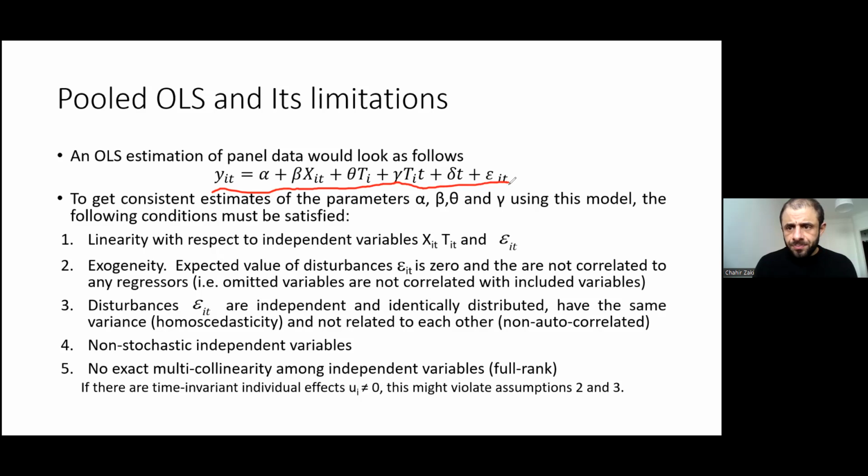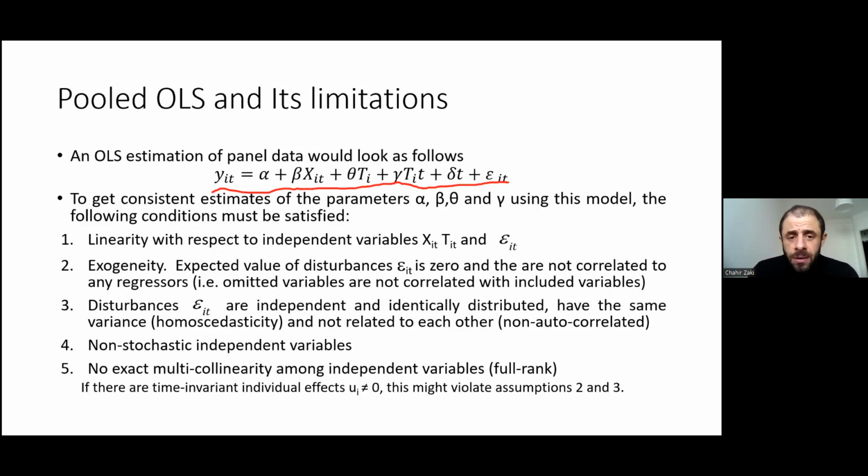So here the most important conditions that have to be satisfied: first, linearity with respect to the independent variable x_it and the error term; exogeneity, which means that the expected value of the error term is equal to 0, and that we have orthogonality in the sense that the error term is not correlated with the explanatory variables x_it that we have here. And the error terms are independent and identically distributed, and they have the same variance, which means that the error term is homoscedastic. And the error terms are not correlated to each other, which means that we don't have an autocorrelation.